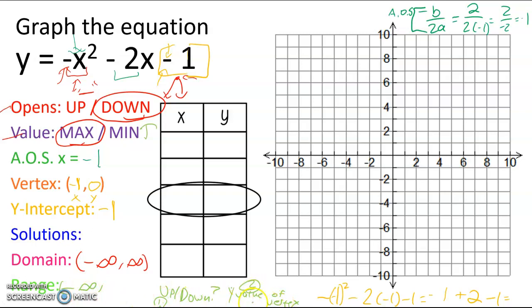Second question, y value of my vertex. Look over here, up here. Look at my vertex. -1, 0. 0 is the y value. So I'm going to put a 0 with a bracket. I have a number, so I'm going to put a bracket down there. All right?